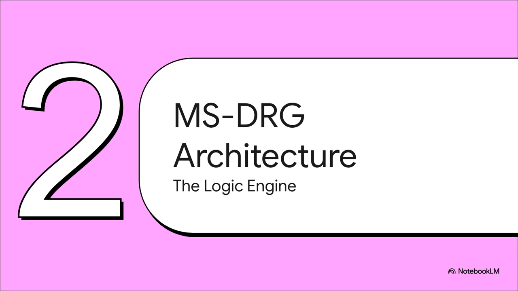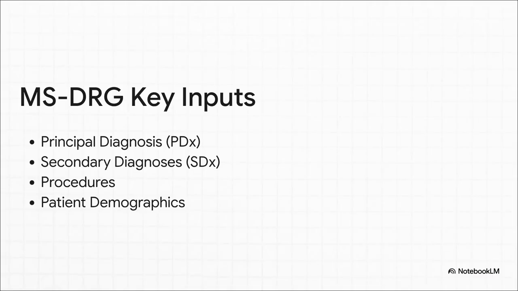Moving on to Section 2, the MSDRG architecture. Let's look under the hood at this logic engine. The MSDRG grouper is, at its core, a massive, complex logic engine. It definitely doesn't just guess. It requires very specific inputs to assign a patient into one of exactly 25 major diagnostic categories, or MDCs. To do this, it looks at the principal diagnosis, any secondary diagnoses, procedures, which, by the way, partitions the case into either a medical or surgical tier. And it factors in patient demographics like age, sex, and discharge status.